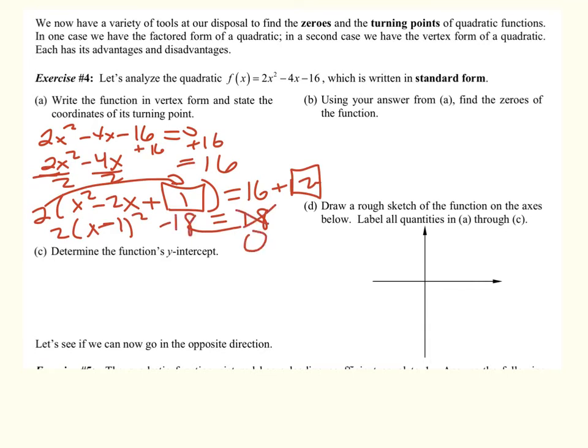Okay? So they said, hey, write the function in vertex form and state the turning point. Well, what is the turning point officially here? In this one, the opposite of negative 1, which is positive 1, and minus 18.